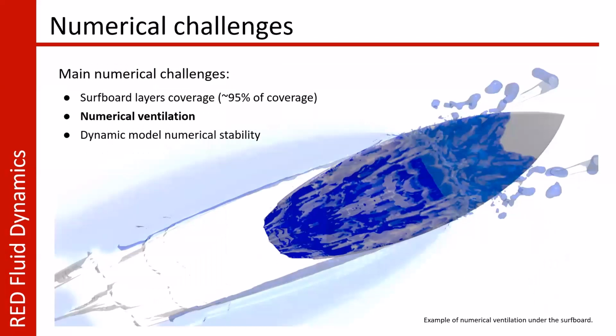During the development of the model, we encountered several numerical challenges. The first was the layer coverage, as I said, but now thanks to the new algorithms implemented in Snappy, we are now able to extrude more or less 95% of the layers. Then the other challenges are the numerical ventilation and the stability of the dynamic model.